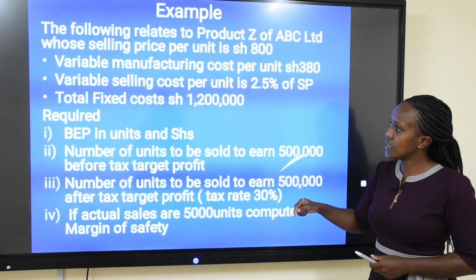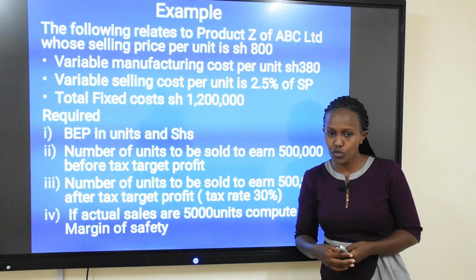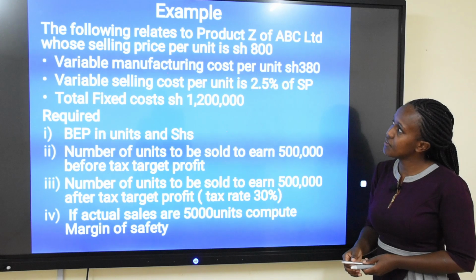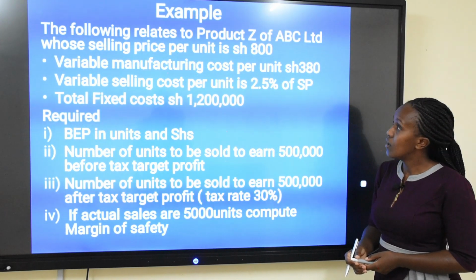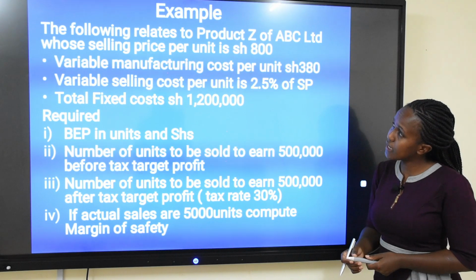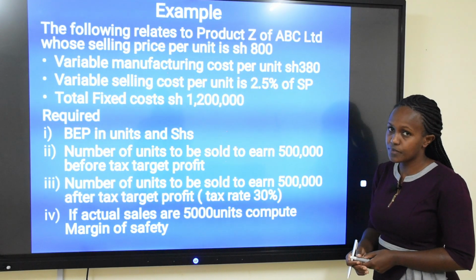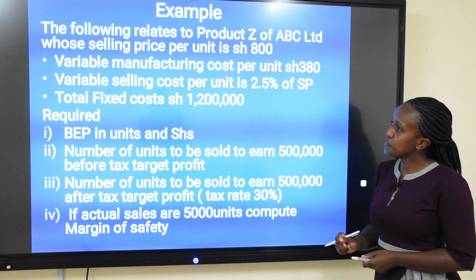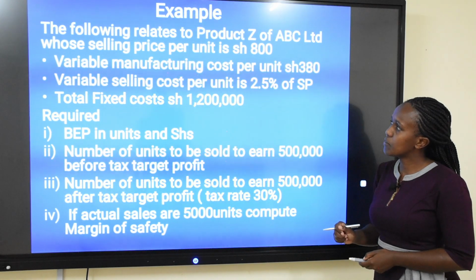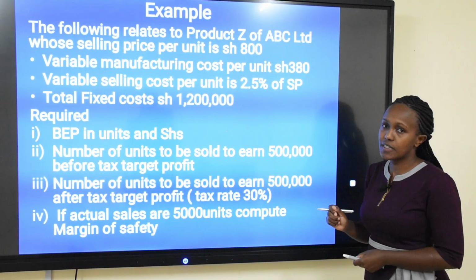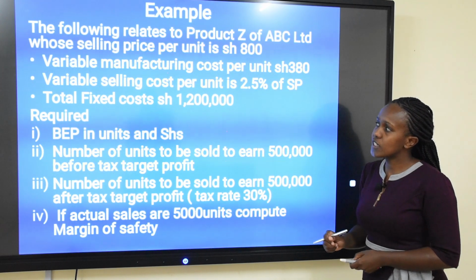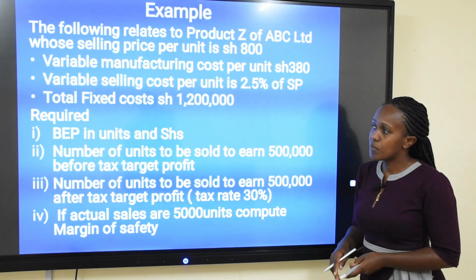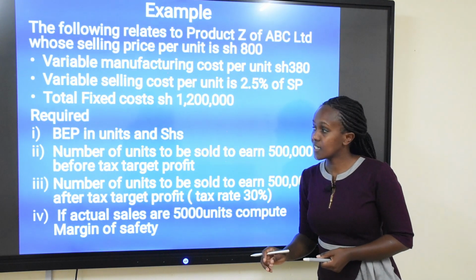Having given these formulas, let's come to our question, which we are going to be doing today. This is the example. It reads that the following relates to product Z of ABC Limited, whose selling price per unit is shillings 800. Variable manufacturing cost per unit is shillings 380. Variable selling cost per unit is 2.5% of the selling price. Total fixed cost is a total of 1,200,000. Required: break-even point in units and in shillings.